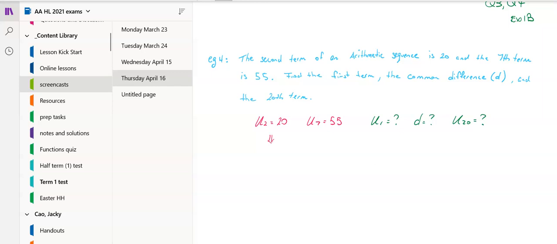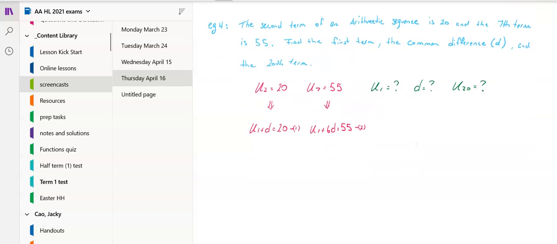Well, U2 equals 20. I know that U2 can be written as U1 plus d. So U1 plus d must equal 20. Now the seventh term is 55. So how can I rewrite that? U7 is U1 plus 6d, isn't it? And that's equal to 55. Looks to me like we have two equations, and I need to find values of U1 and d. I've got two equations in two unknowns. This looks like simultaneous equations.